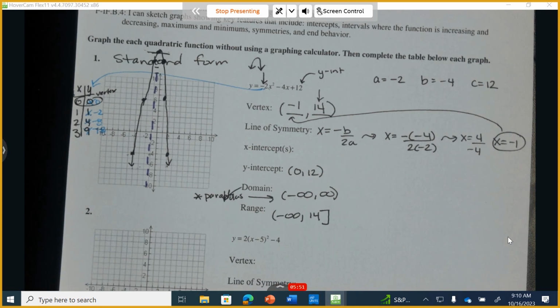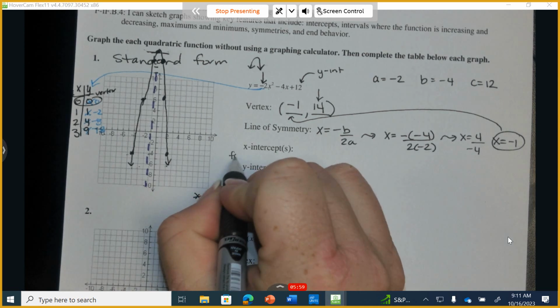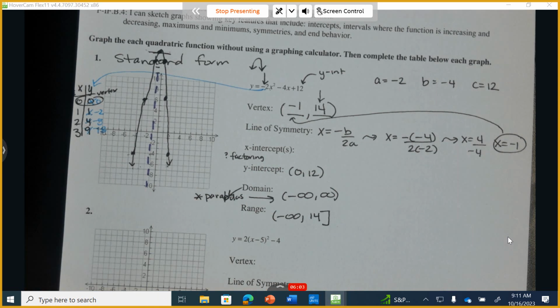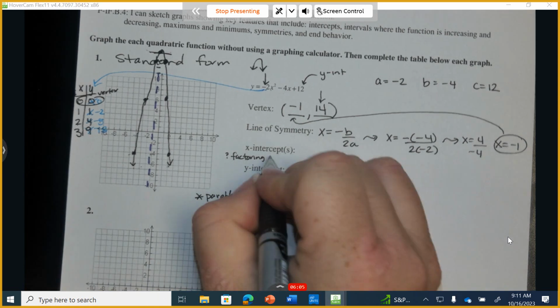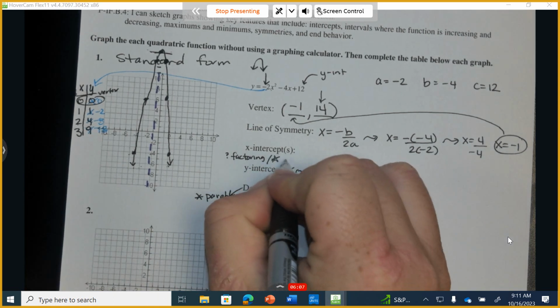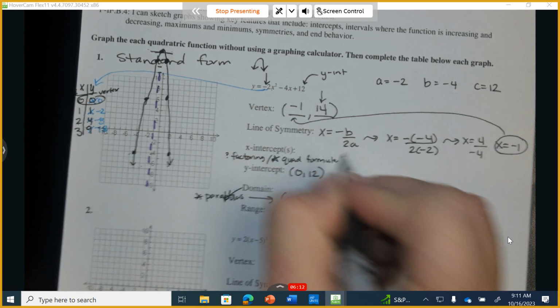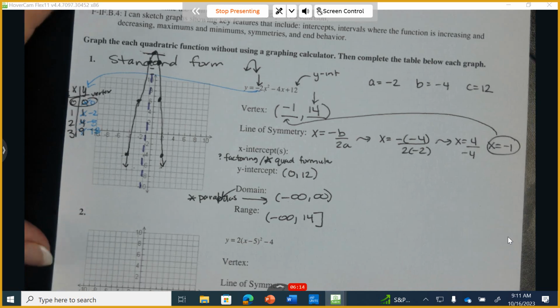The last thing we're going to do is identify the x-intercepts, and as a reminder, yes, we could use completing the square, which you learned freshman year. We can use factoring, and I'm going to put a question mark because factoring doesn't always work. Not every trinomial is factorable. We can always use the quadratic formula, and that's what I'm going to practice with you today.